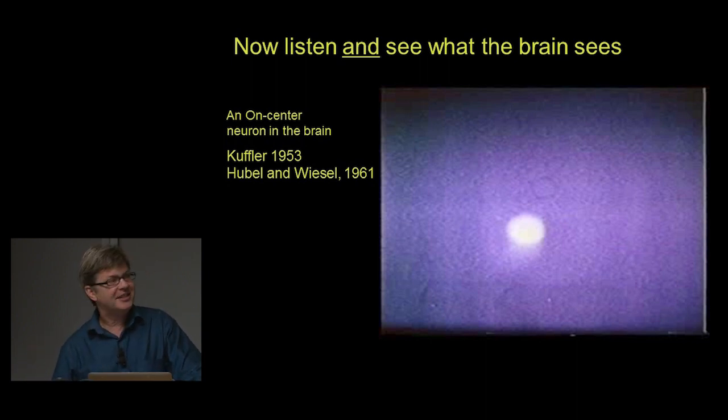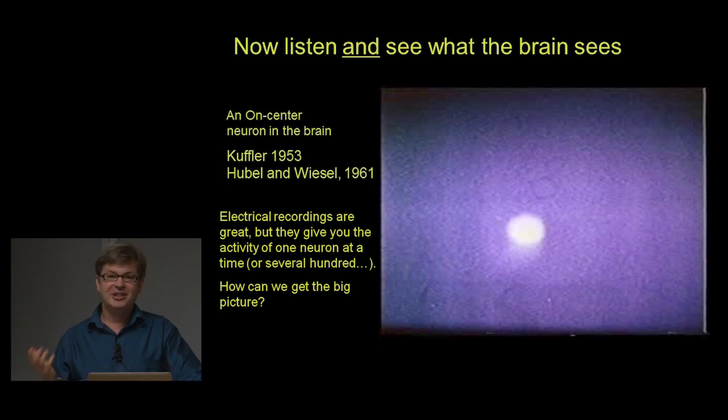I'll stop that and say, electrical recordings are great. They're really what started and created modern systems neuroscience. But they don't give you the entire thing. They give you one unit at a time, one neuron at a time. They give you the activity of one neuron. And now things have gotten somewhat better with electrical recording. Rather than listening to one neuron at a time, we might listen to 10 or 100 or even several hundred neurons at a time. How might we do this?